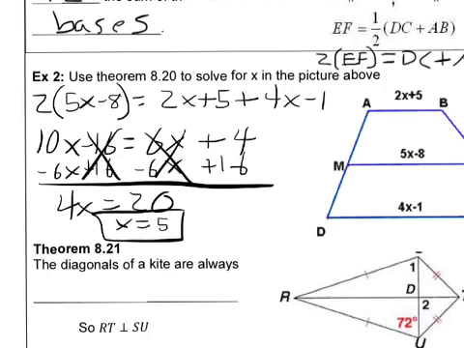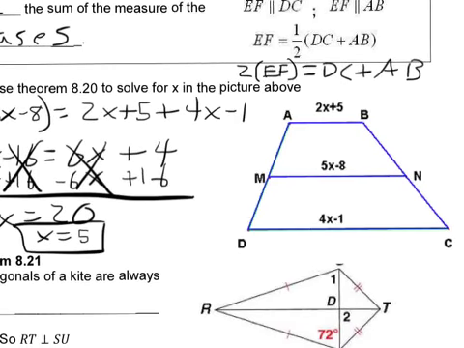And if we wanted to, we could plug that back in. 2 times 5 is 10, plus 5 is 15. 5 times 5 is 25, minus 8 is 17, which tells me right away, I'm thinking this is going to be 19 down here, because 15 and 17 is 2 away, so I think this is going to be 19. Let's check. 4 times 5 is 20, minus 1. Yep, 19. There we go.